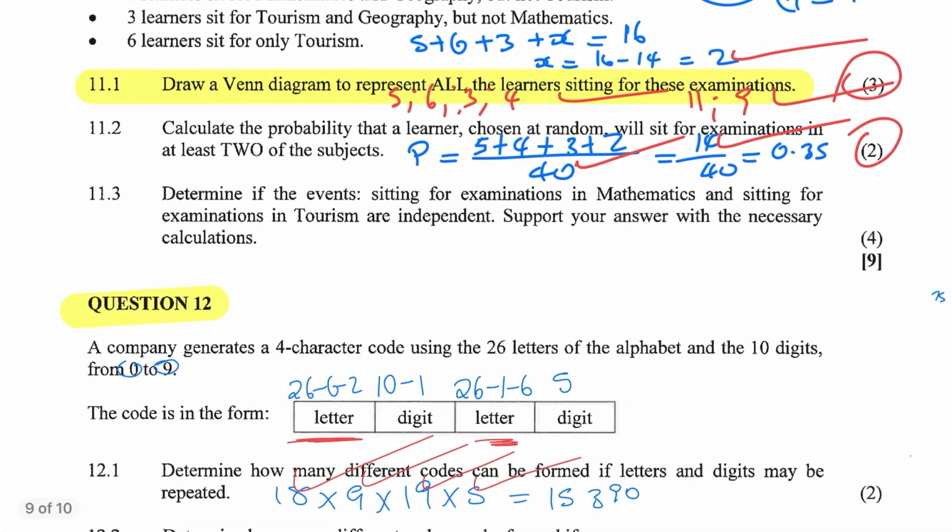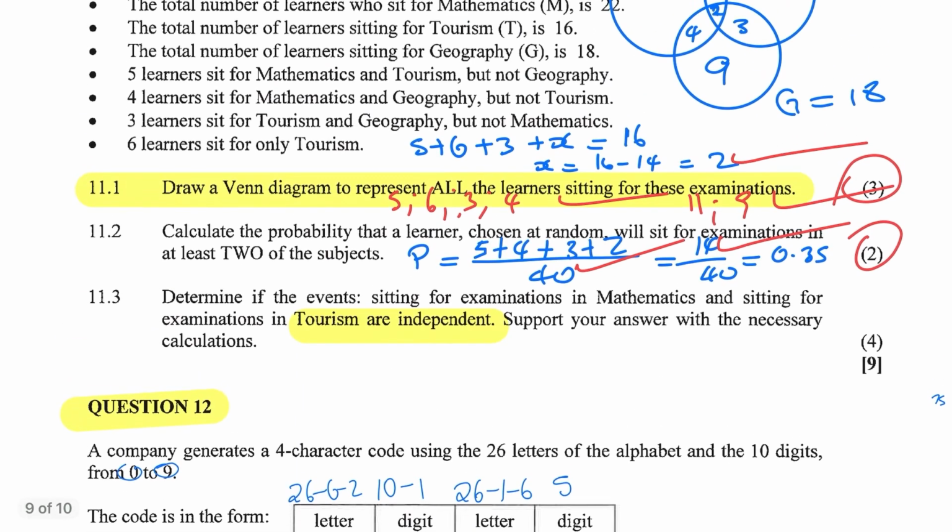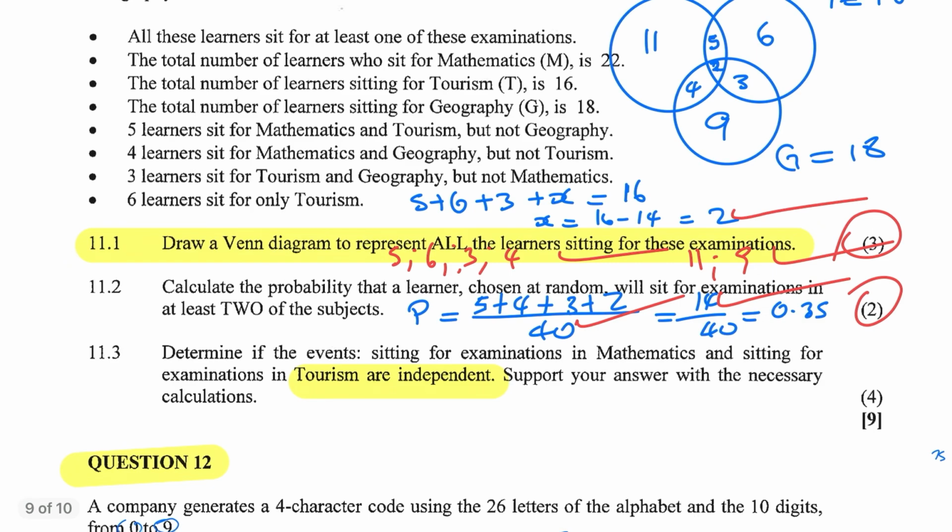Great. So 11.3 is very important because you're going to be learning about independence. How do you calculate independence? So 11.3 says determine if the events sitting for examinations in mathematics and sitting for examination in tourism are independent.